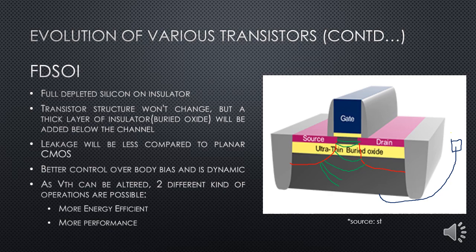But we have similar things possible with the planar CMOS also, where we change the doping concentration, and we have different types of cells: low threshold voltage, medium threshold voltage, or high threshold voltage. But here the kind of operation which we can achieve is dynamic, because it's runtime. Once it is fabricated also, we can change it and use it as per our requirement. So that's why I have used the word dynamic here.